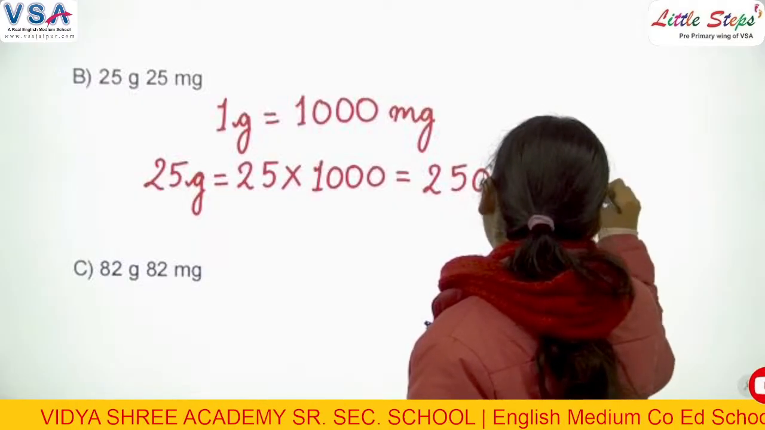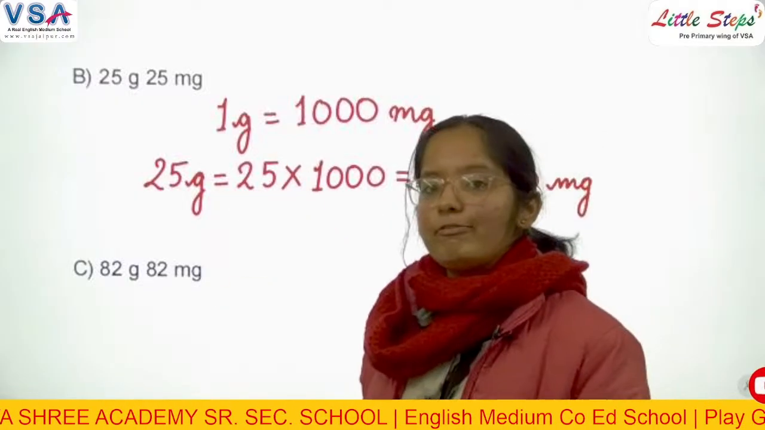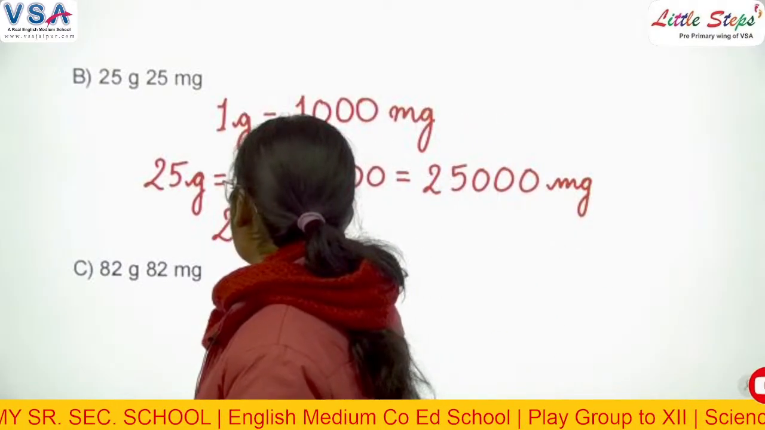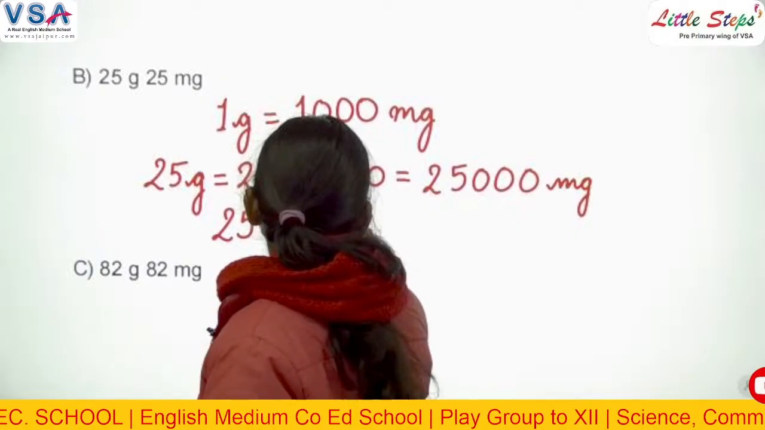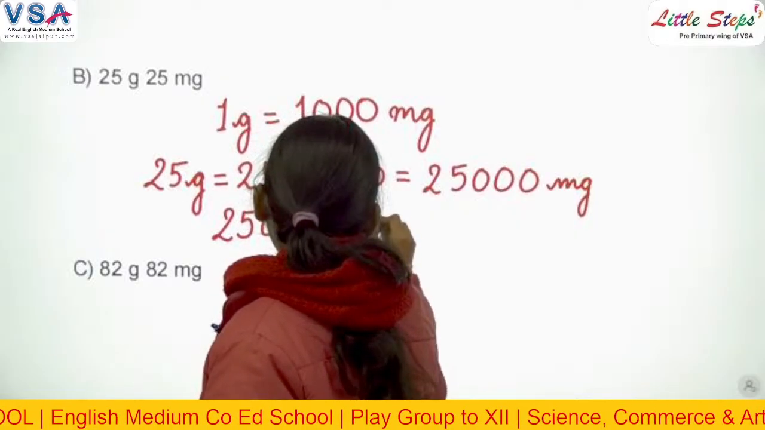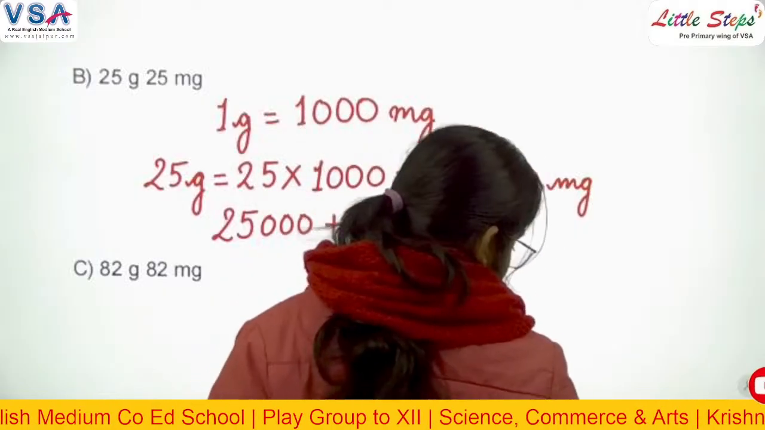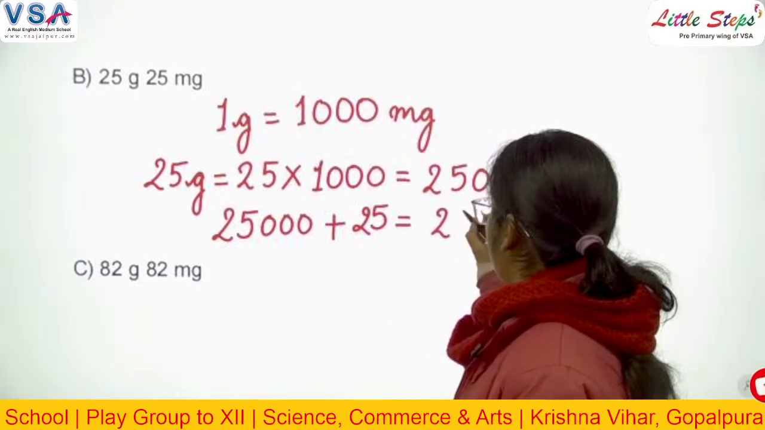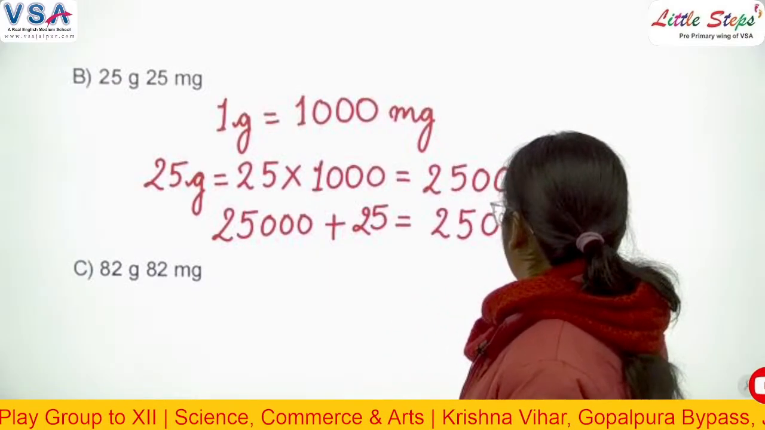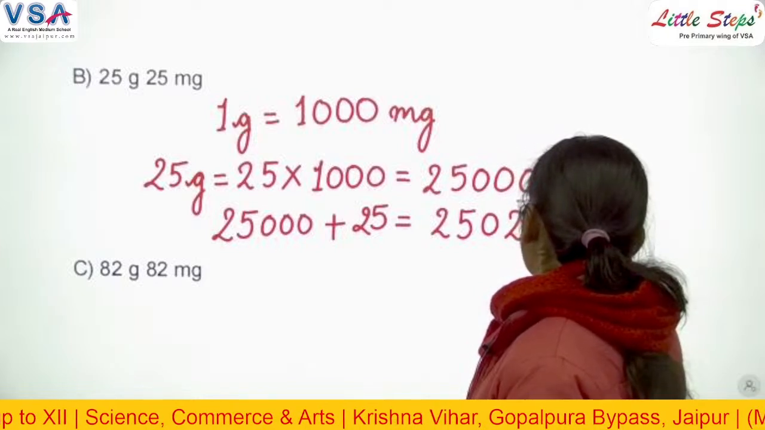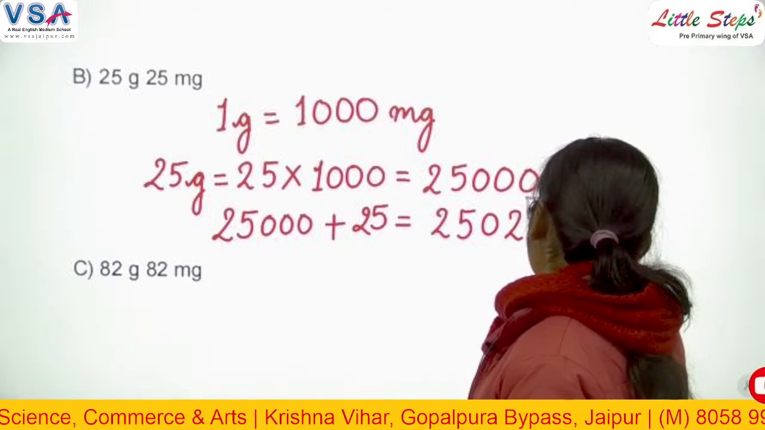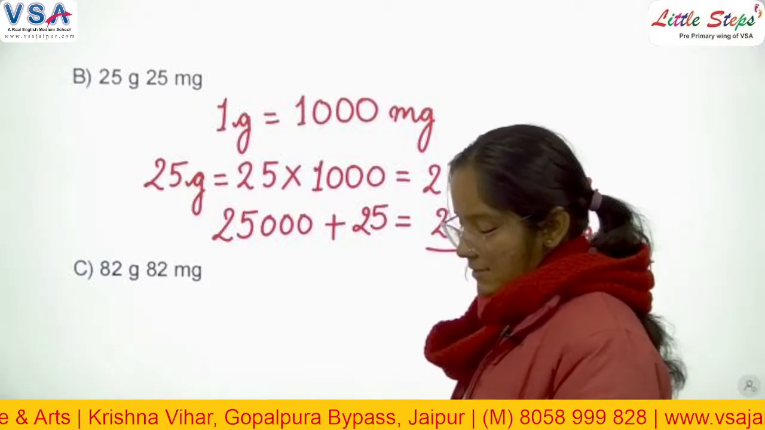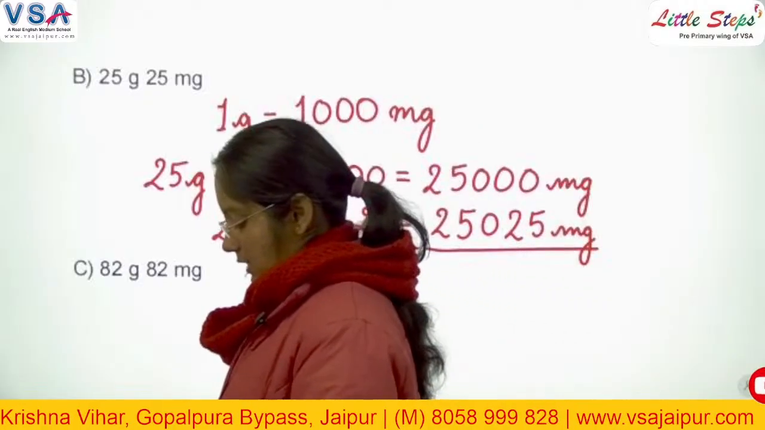milligrams. And we already have 25 milligrams here. So what will we do? We will add both the milligrams, that is 25,000 plus 25. What will be the answer? It will be 25,025 milligrams. This will be our answer. Right? Fine. Let's move ahead.